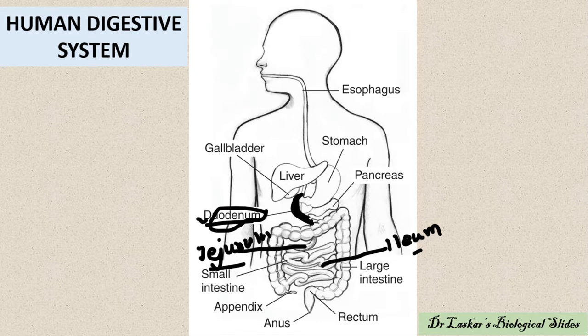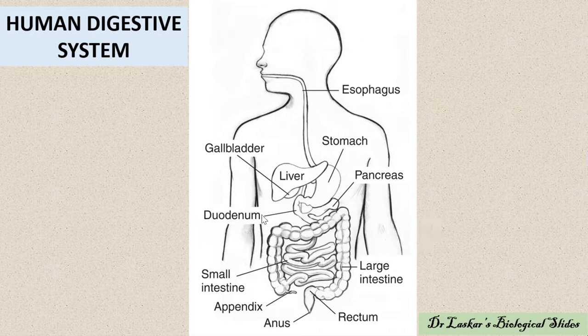So this part, the duodenum, is very important because it mainly receives two kinds of juices, one from the liver and another from the pancreas. So it receives the bile juice as well as the pancreatic juice. The duodenum, the first part of the small intestine, receives liver juice, the bile juice, as well as pancreatic juice.